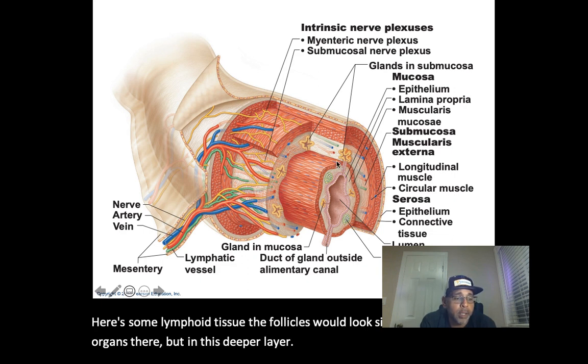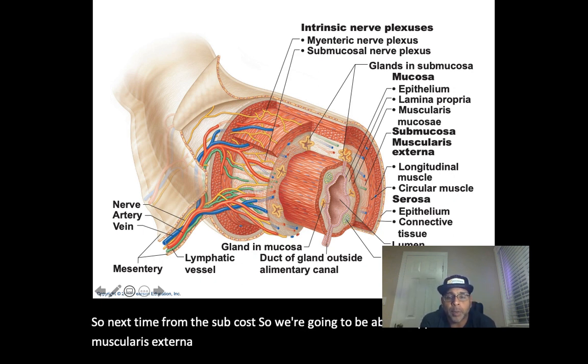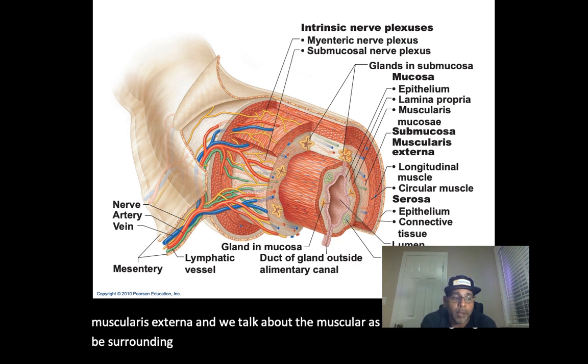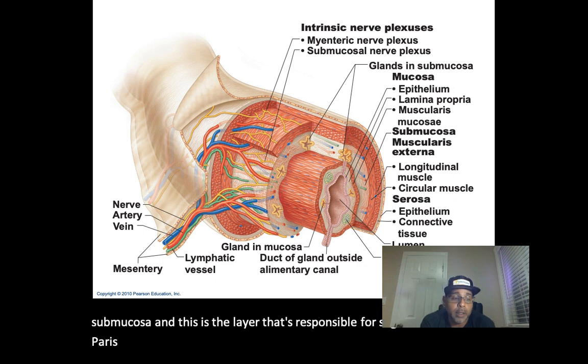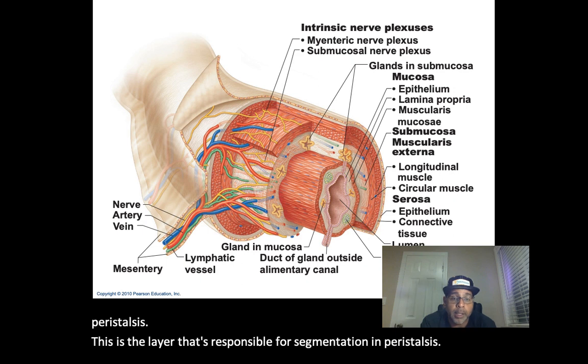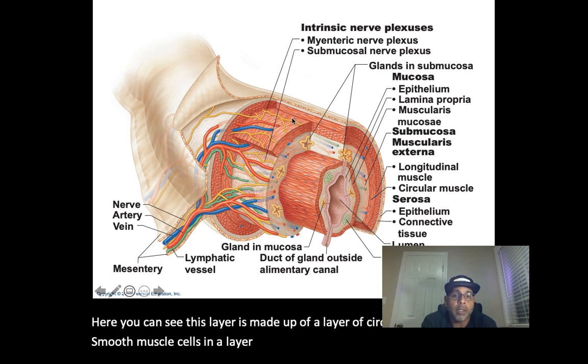Next, from the submucosa, we're going to be able to appreciate the muscularis externa. The muscularis externa is going to be found surrounding the submucosa. This is the layer that's responsible for segmentation and peristalsis. Here you can see this layer is made up of a layer of circular smooth muscle cells and a layer of longitudinal smooth muscle cells.